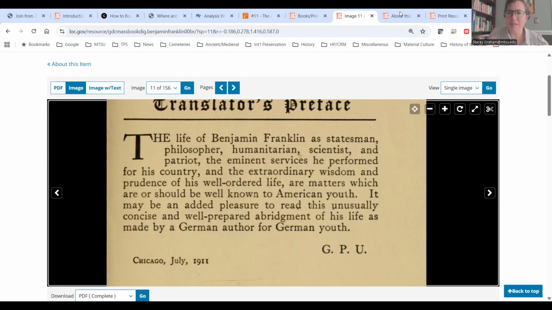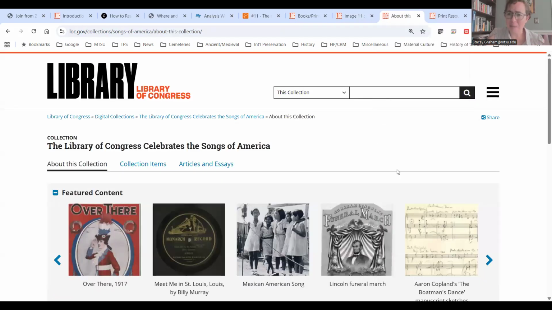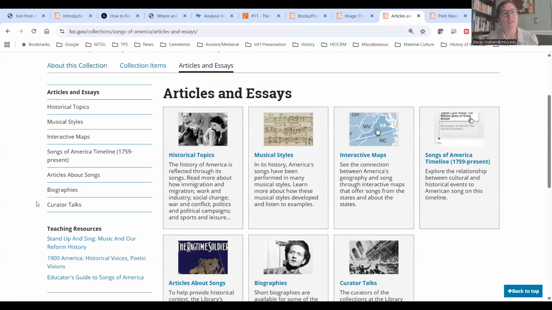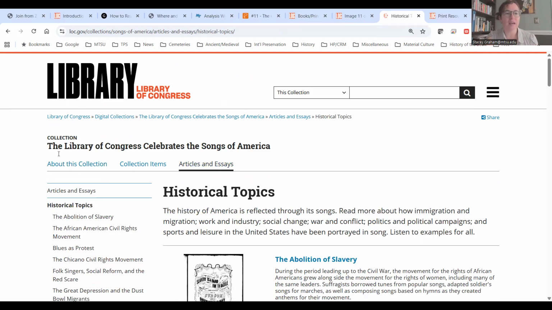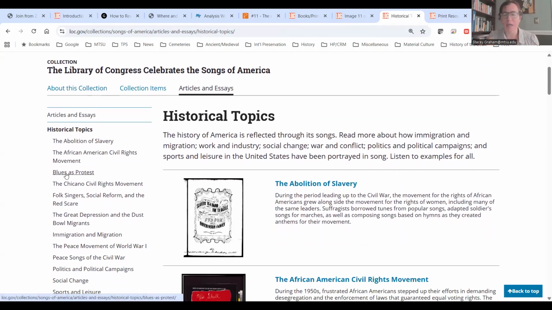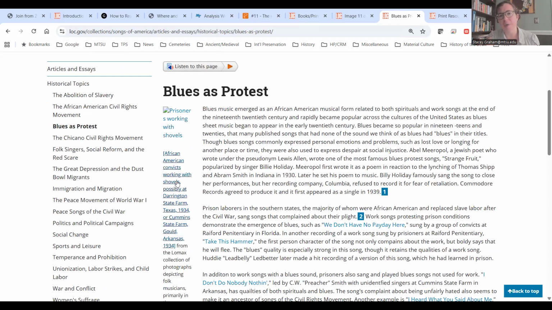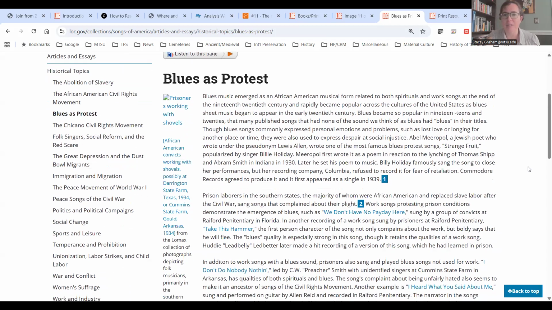So let's look at some of the other types of secondary sources at the Library of Congress. And I'm going to go back and refer to some that I mentioned in the previous webinar. This is from the digital collection called the Library of Congress Celebrates the Songs of America. And I picked this because it just has so many articles and essays available in this third tab. So if you click on them, you can see that, for instance, I'm going to look at Blues's Protest as an example. For some reason, the image is not showing up right here. You can just refresh it till that happens.